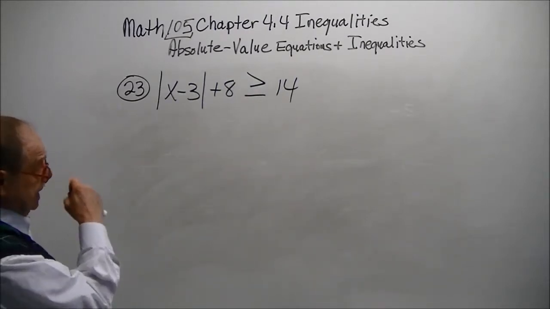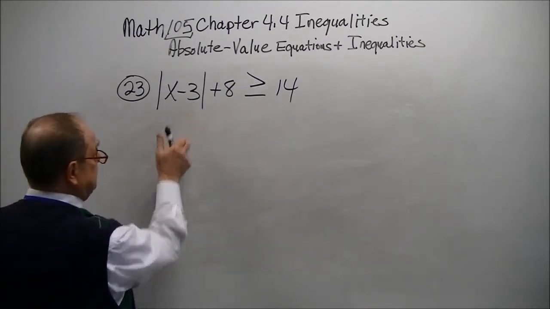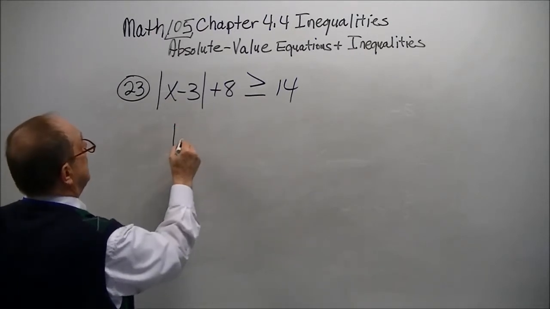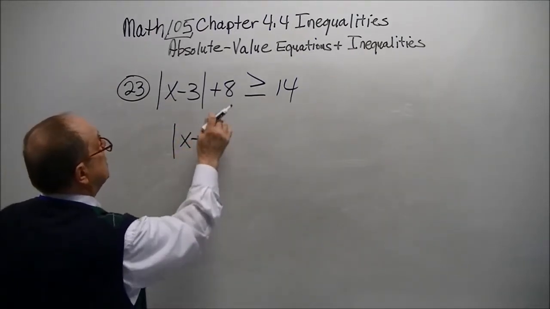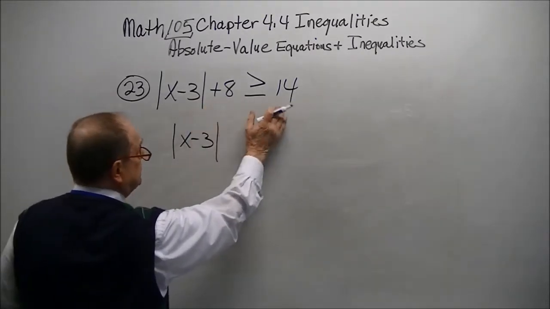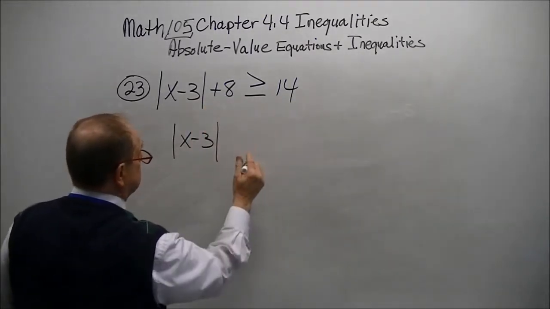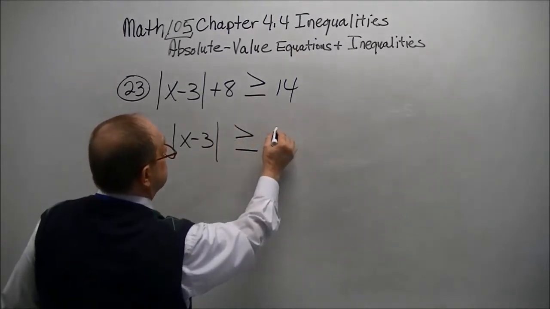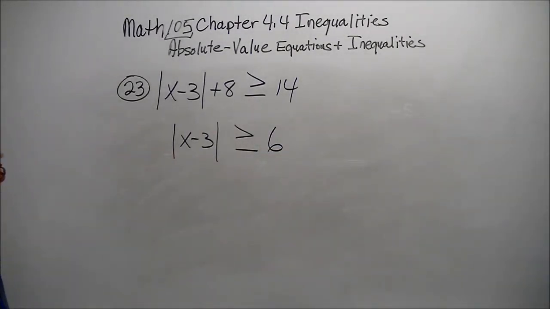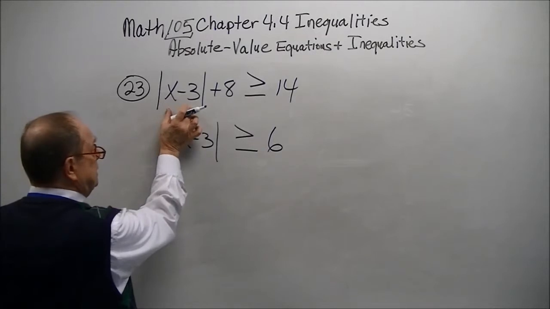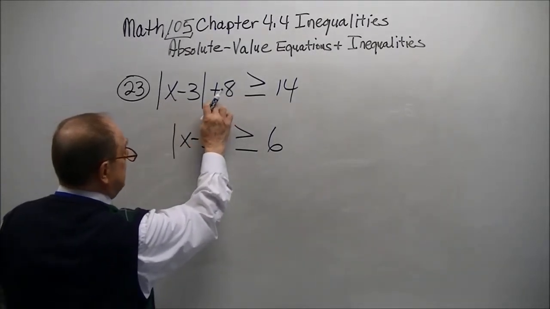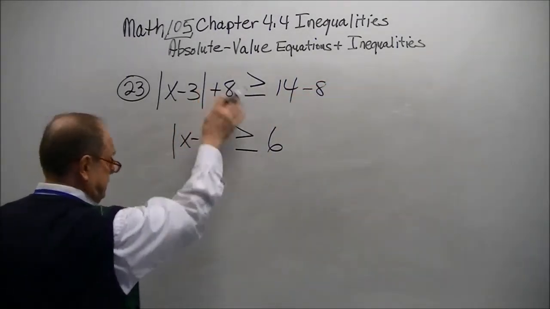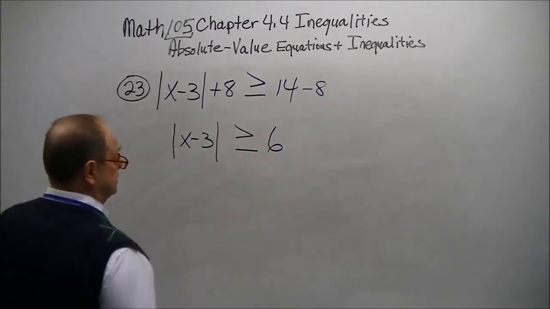Now again, the technique is to isolate the absolute value. So this is going to become the absolute value of x minus 3. We're going to subtract 8 from both sides. And then this will give us greater than or equal to 6. So again, in isolating the variable, we just transpose the positive 8 to this side, it becomes a negative 8, and it disappears from there, and it becomes this.